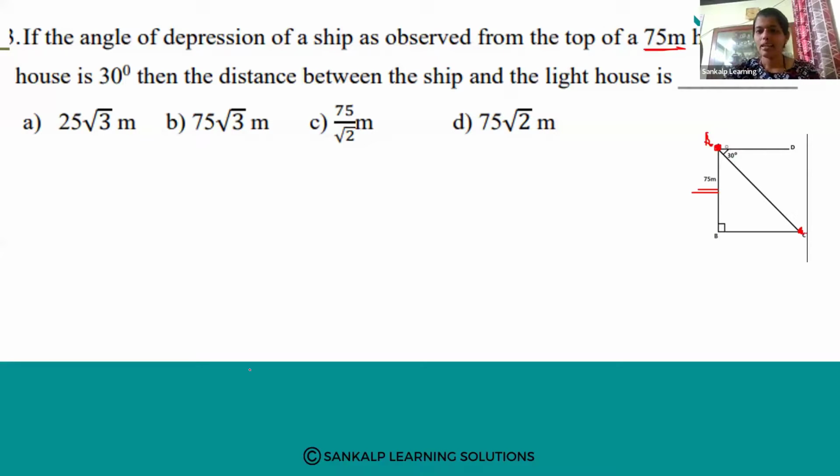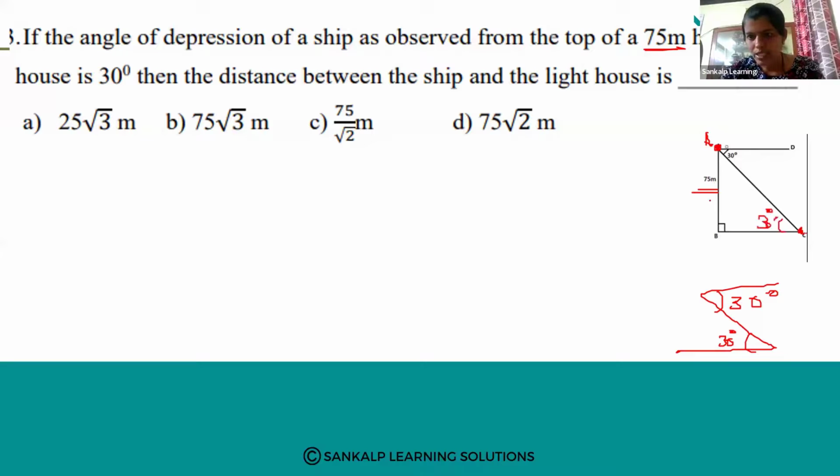Therefore, looking at DACB, again it is Z shape only. A is 30 degree, then C is also 30 degree because these two are alternate angles. When a Z shape comes, these two angles are equal, right? So C is also 30 degree.